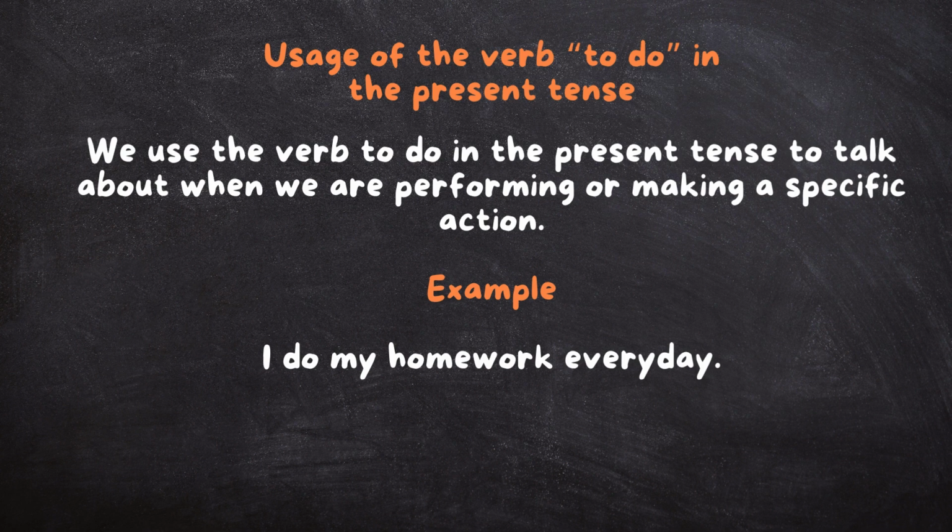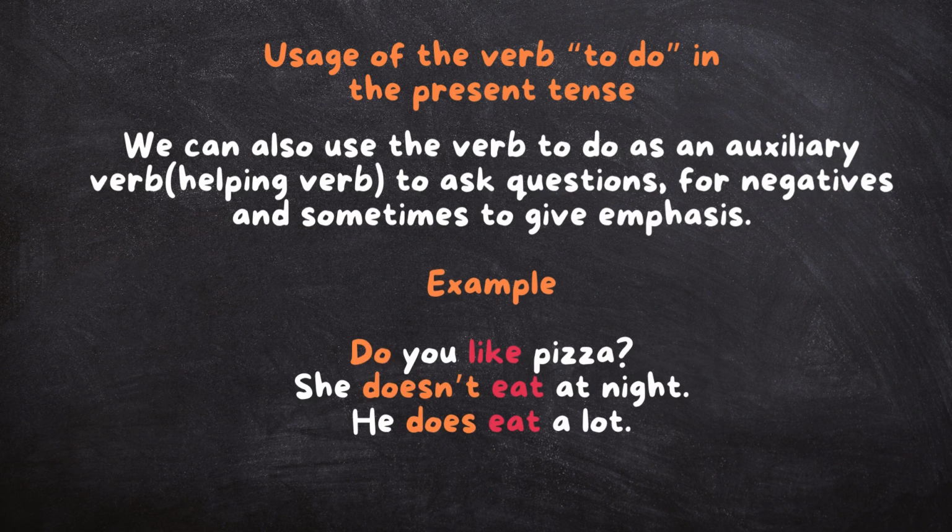An example is, I do my homework every day. In this example, we see we are performing or doing something very specific, and the action that we are making here is what? Doing your homework. So when you want to talk about you performing an everyday action or a very specific action, we use the verb to do in the present tense to talk about it.